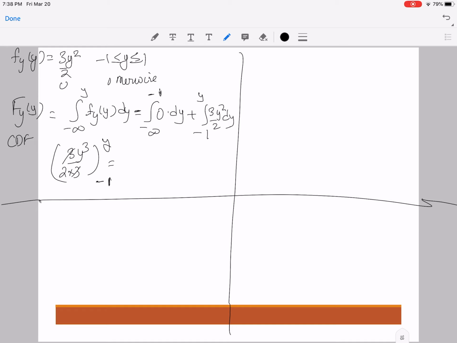When I plug in y, I get y cubed over 2. And when I plug in -1, I get -1 over 2. Negative and negative give me a positive. So it's 1/2 plus y cubed over 2. Now this is the CDF for y between -1 and 1, and it is going to be equal to 1 for y greater than 1, and it is going to be equal to 0 for y less than -1.